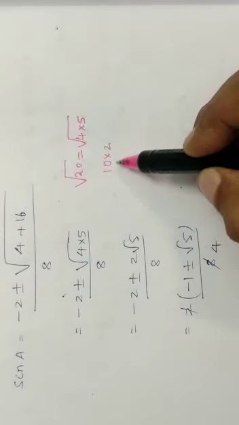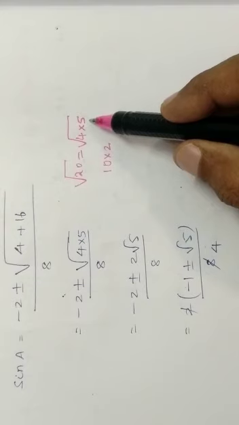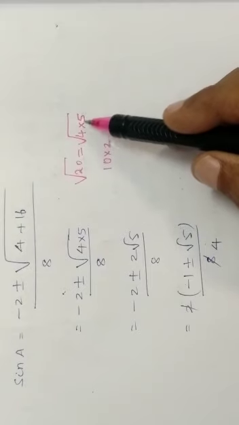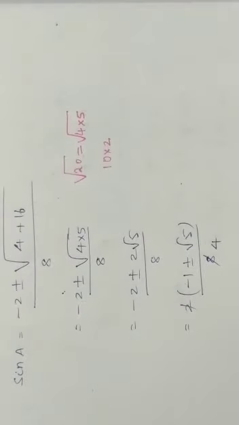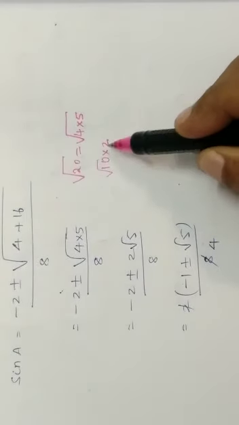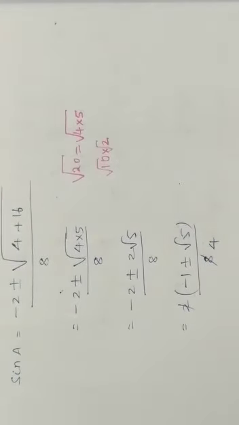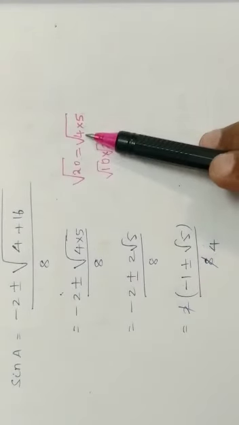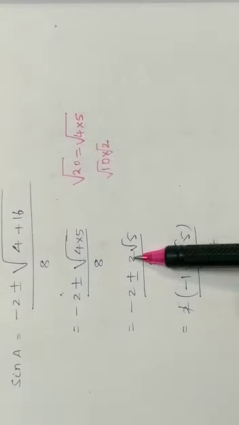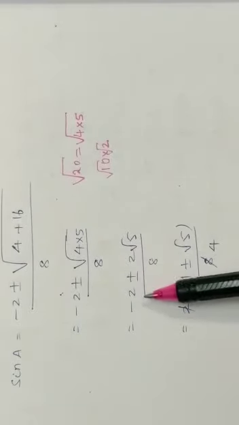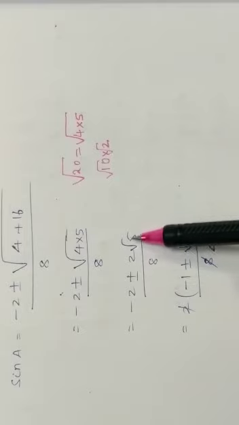Here, you have to write 4 into 5 because you have to write it in such a way that one of them should have a root value. If you write 10 into 2, 10 doesn't have a root and 2 also doesn't have a root. You have to split in such a way that one should have a root. So 4 has root, that is 2 root 5, minus 2 plus or minus 2 root 5 by 8.